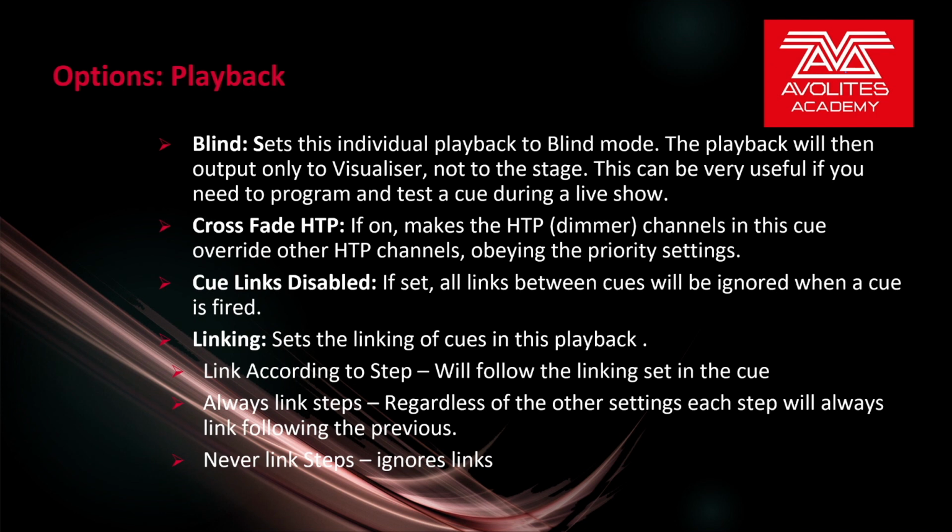Crossfade HTP, if on, makes HTP dimmers in Titan crossfade. Channels in this cue override other HTP channels, obeying their priority settings. So if we had a playback with our fixtures already at 100% and we had one at 50%, with crossfade HTP turned on, when we brought in the one at 50%, our lights would fade down to 50% to crossfade the HTP. Cue links disabled: if set, all links between cues will be ignored when a cue is fired. This will basically make it so it delinks your chase as need be.